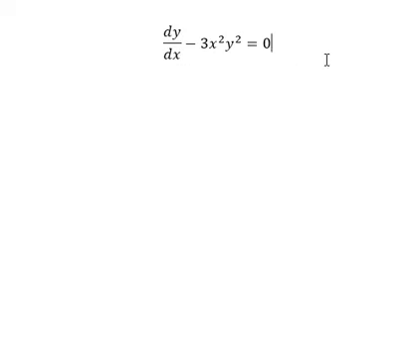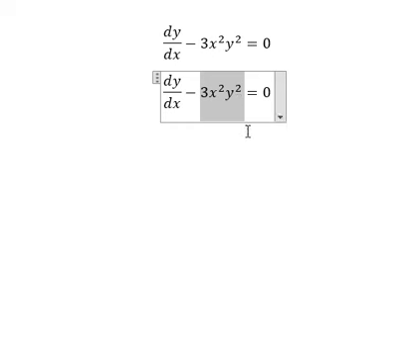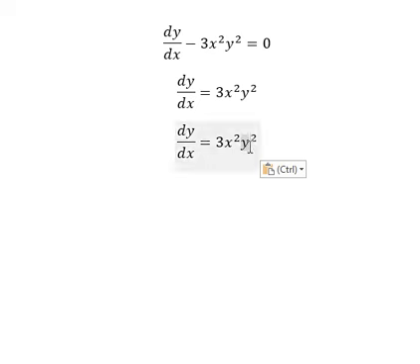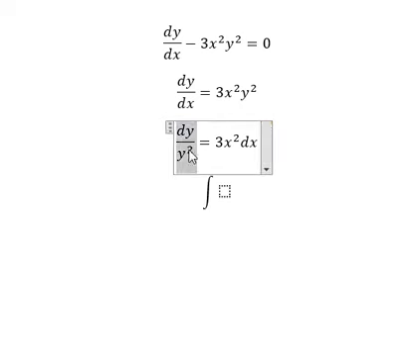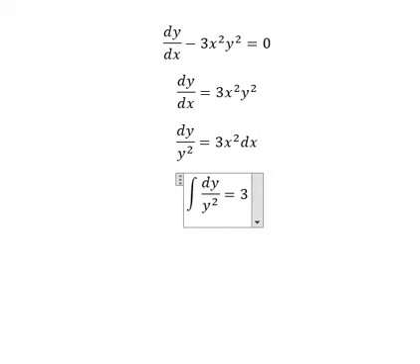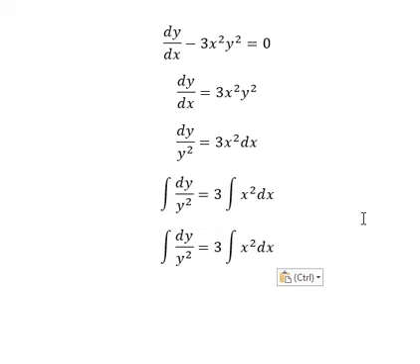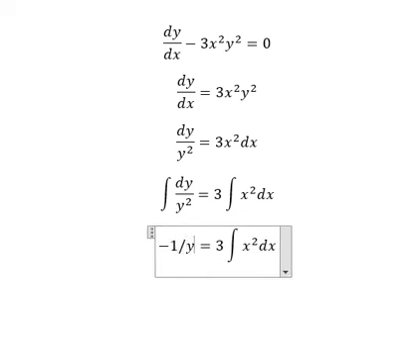So now I want to show you how to answer. I will put this one go to the right. Next, I will put y square go to the left, dx go to the right. Next, we put the integration for the both sides. Next, the integration of this one, we have negative 1 over y.